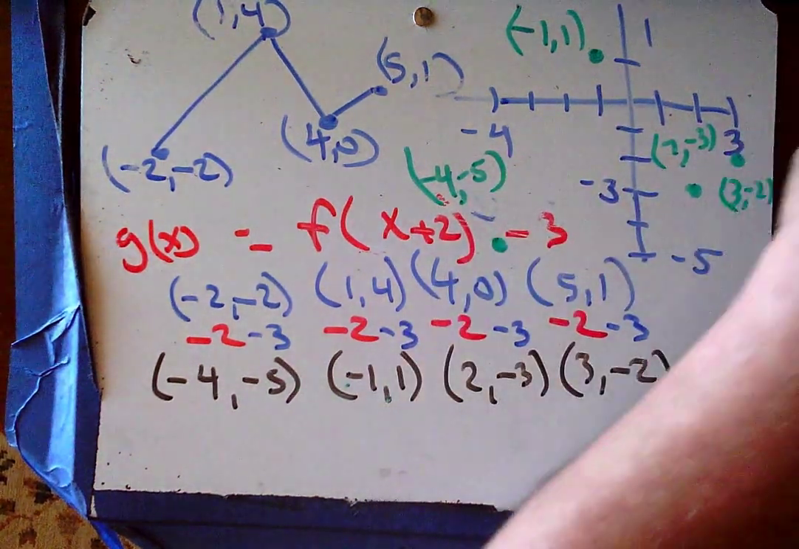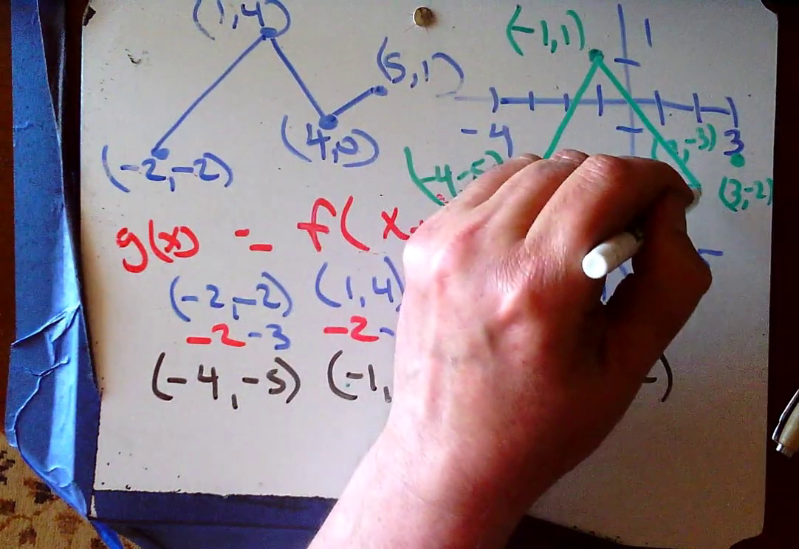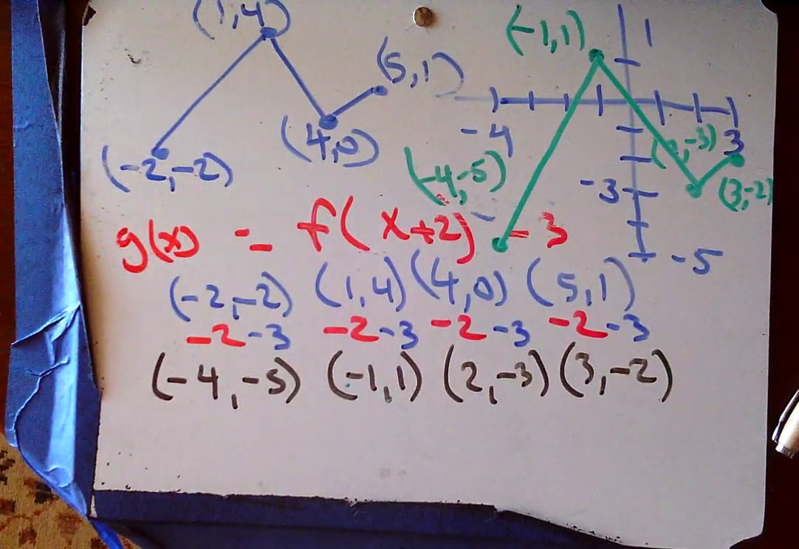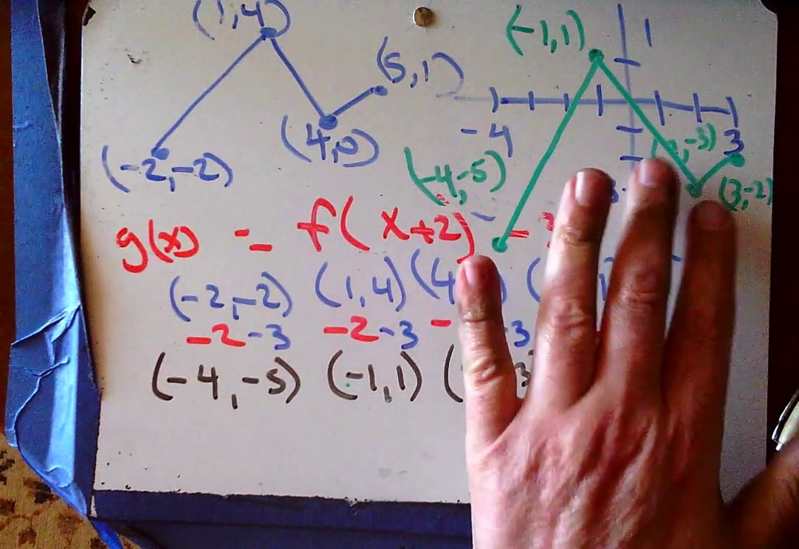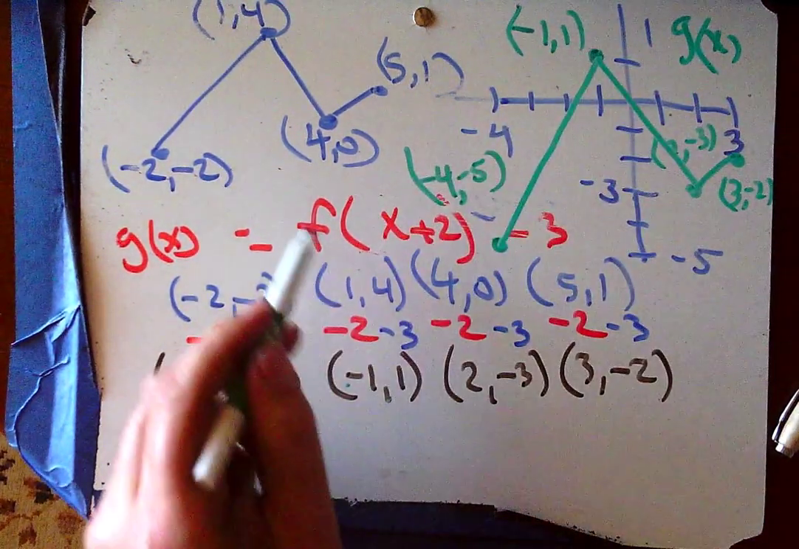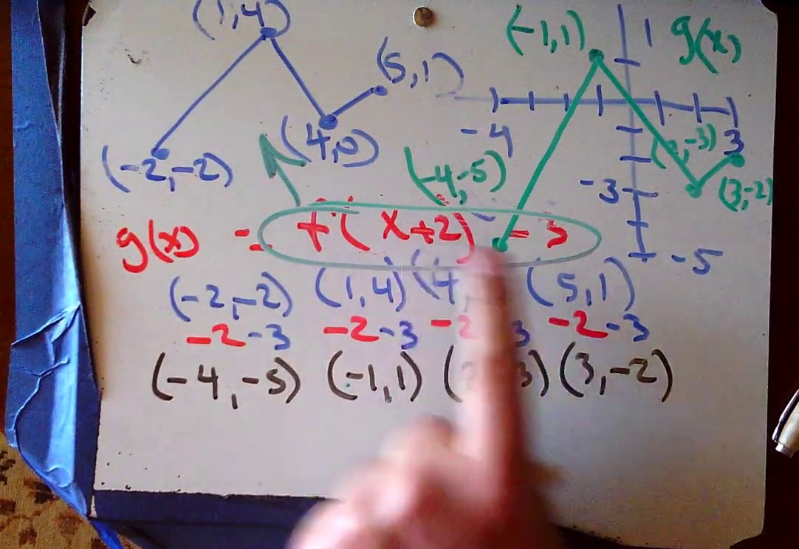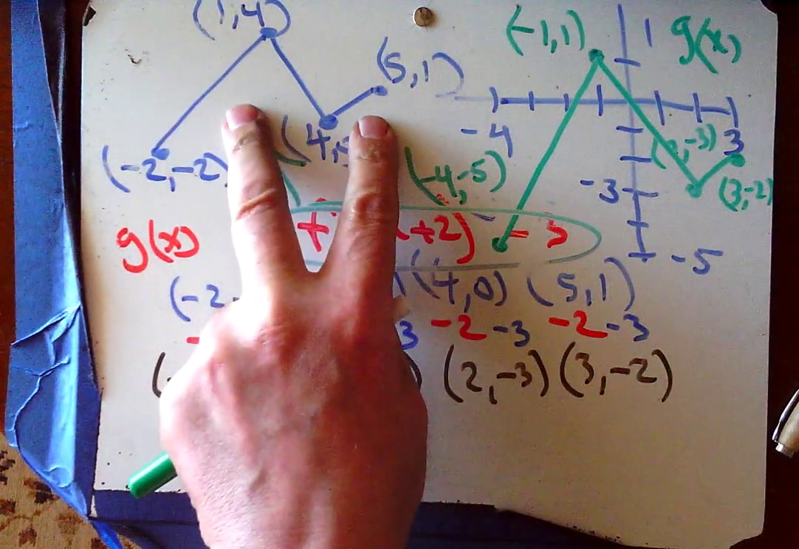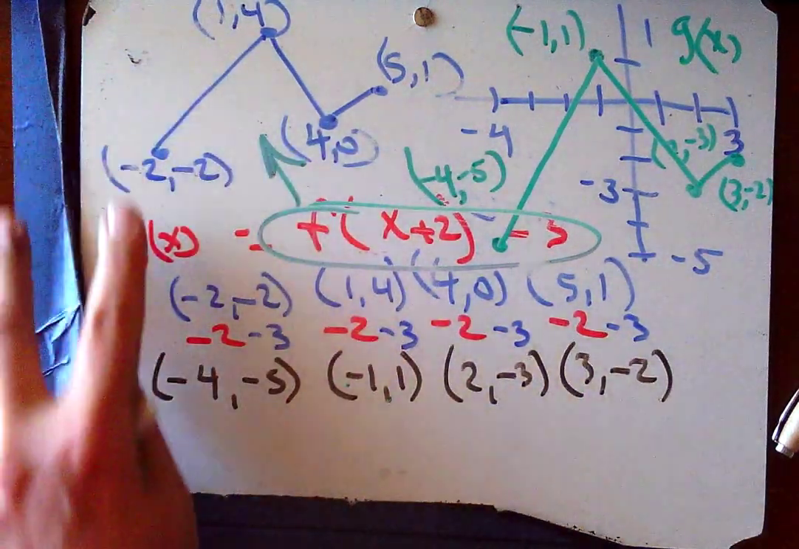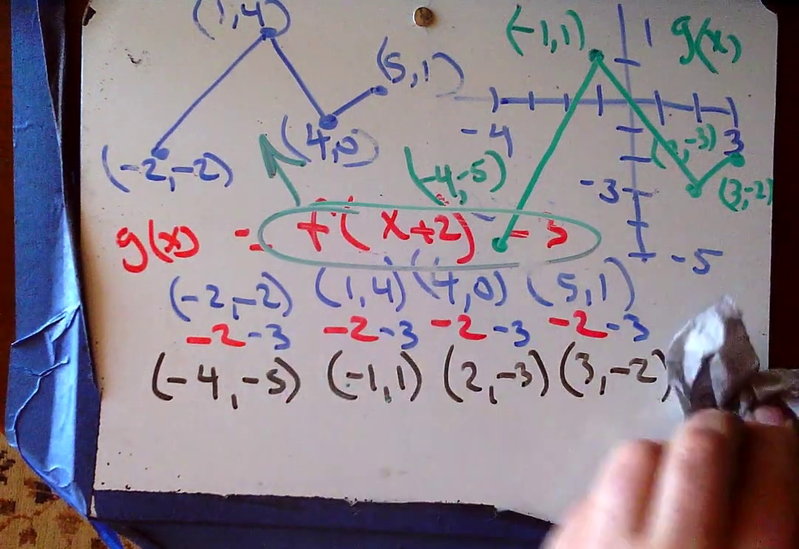And so what does my graph look like? There's my transformed graph. This is g of x. G of x is a transformed version of f of x, shifted left 2 and down 3. If I take this graph and I move it left 2 and down 3, I get this picture. Okay, so I did that one.